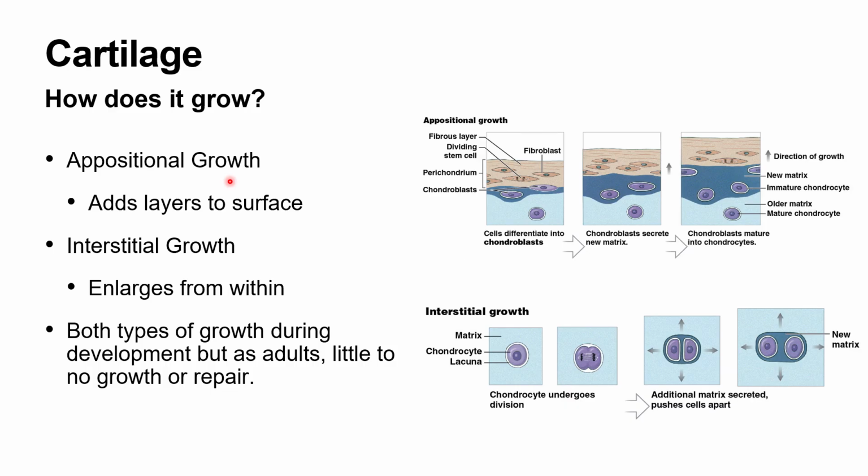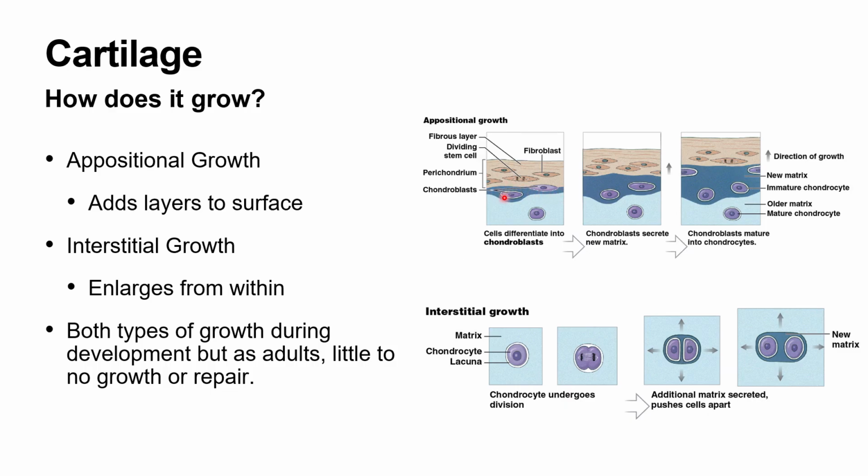So appositional growth is going to be the type of growth where the chondroblasts are going to lay down new tissue, adding layers to the surface or the apex of our cartilage tissue that we see right over here. So we can see we have our overall template that we see out here, which is going to include our fibrous tissue filled up by our different fibroblasts. And then we have our chondroblasts out here creating new cartilage tissue.